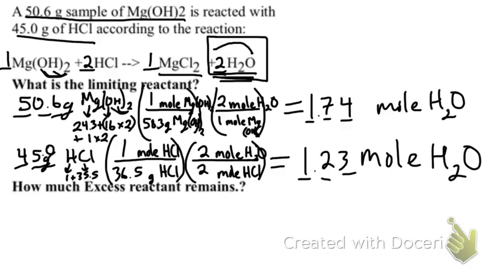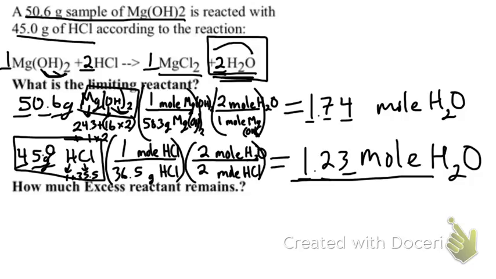Okay, so now we've identified which is the limiting reactant. Whichever one makes less moles is the limiting reactant. So we ran out of HCl first. So hydrochloric acid is our limiting reactant. If hydrochloric acid is our limiting reactant, that means that magnesium hydroxide must be our excess reactant.